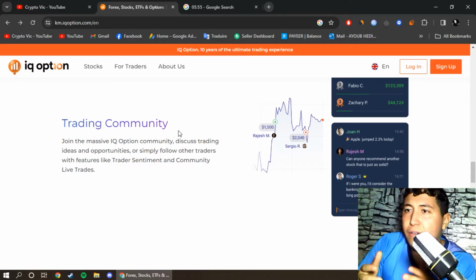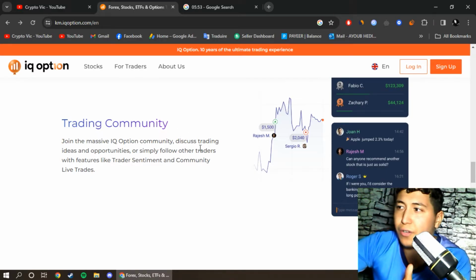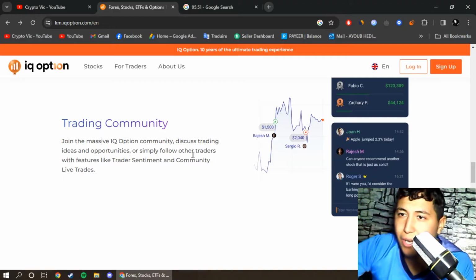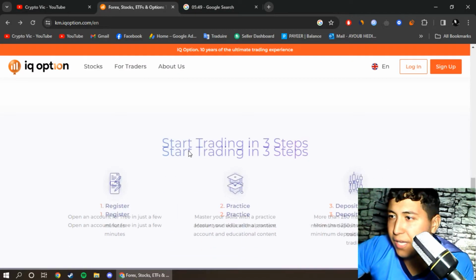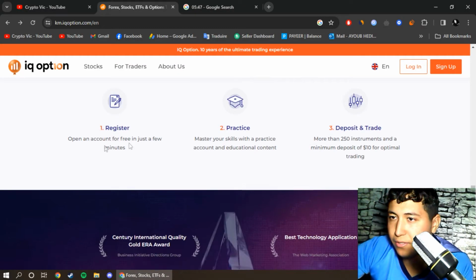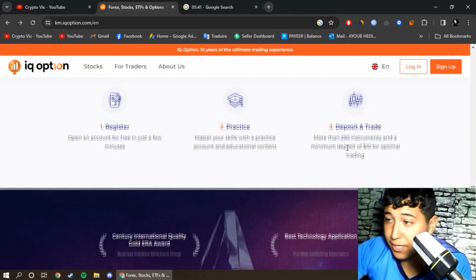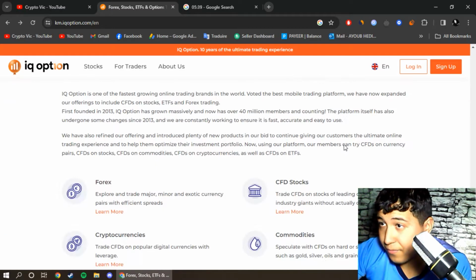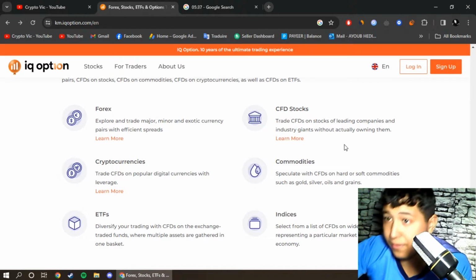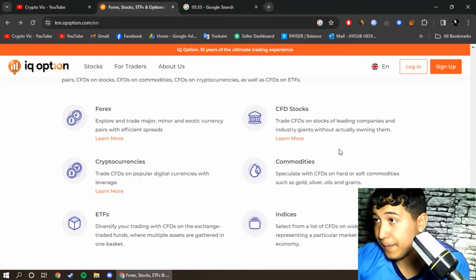So the idea of the trading community is that you can talk to people and know what's going on, and that's it. Okay, here you start trading in 3 steps. You have to open an account on IQ Option, practice, and then deposit real money and start trading.